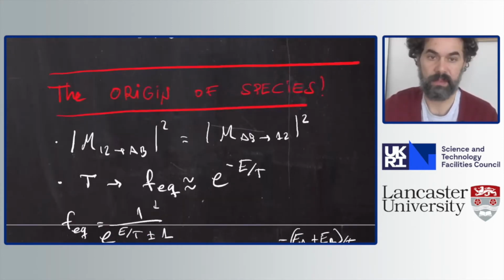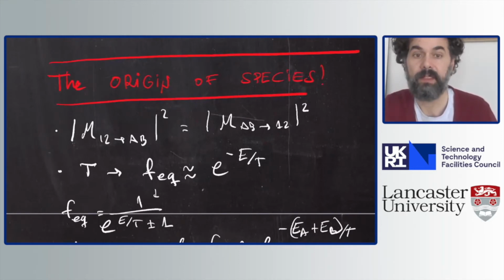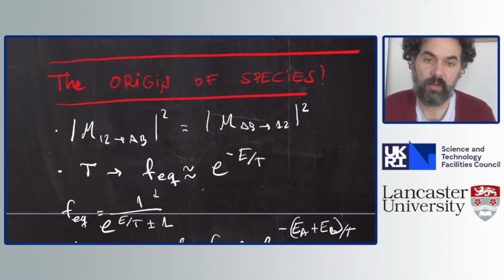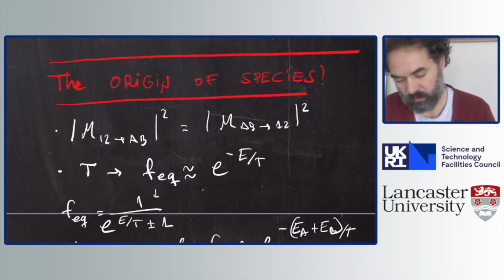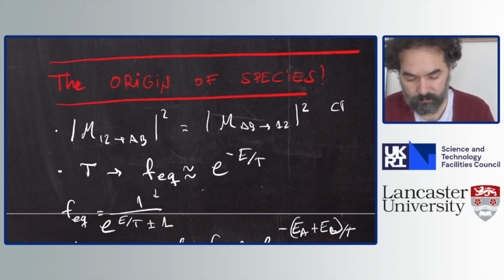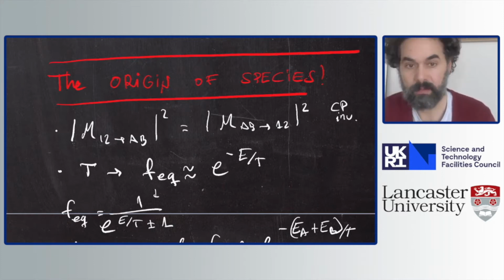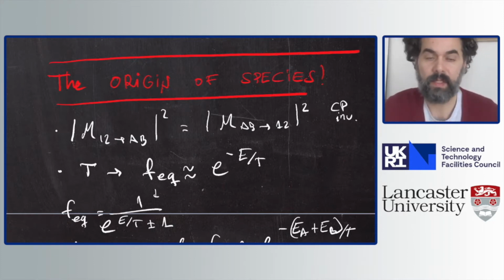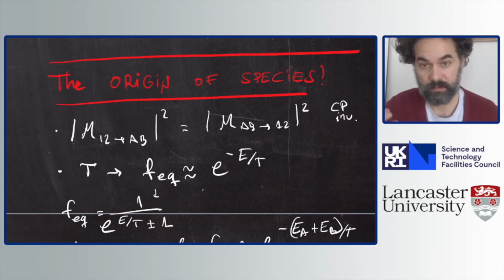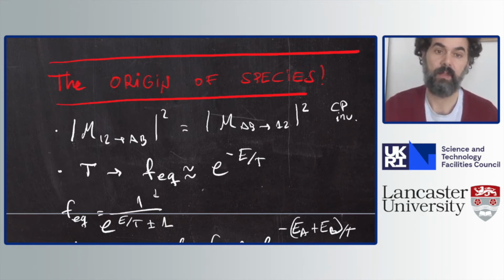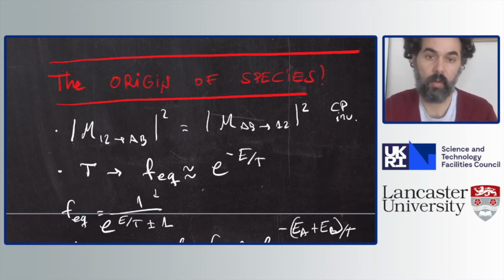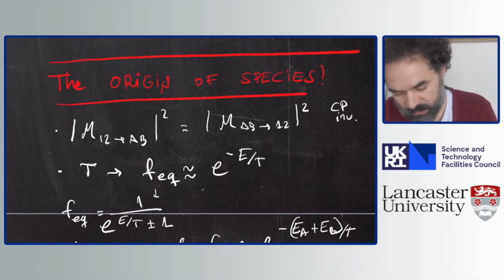So let's do it little by little. The first approximation we take is that the rate of going from 1, 2 to AB is the same as AB to 1, 2. This is basically true in a CP invariant theory. Then the second is that we are at low temperatures as compared to the standard model particles we are creating. That means that the typical occupation number is going to be small, because the temperature is so low that only the low energy states are occupied.